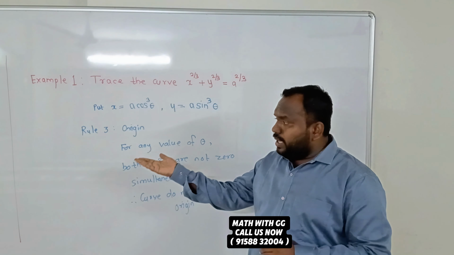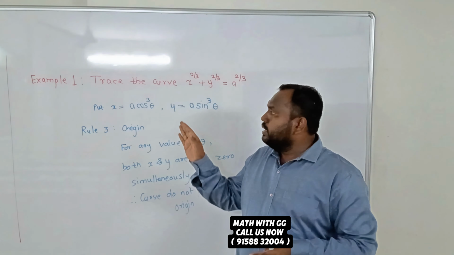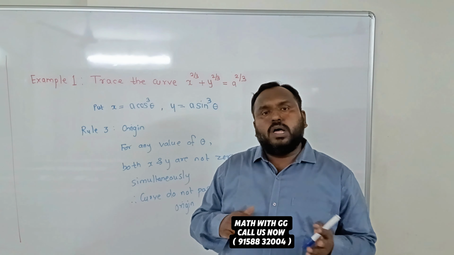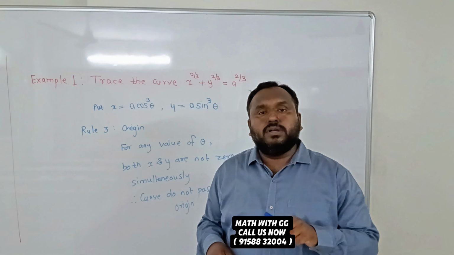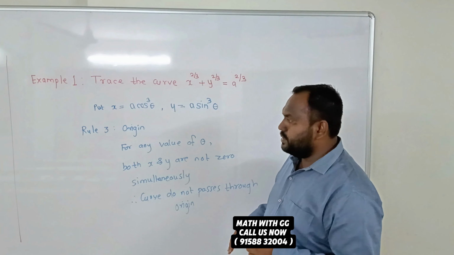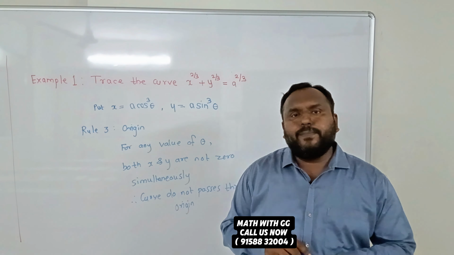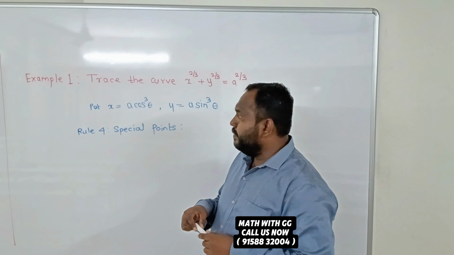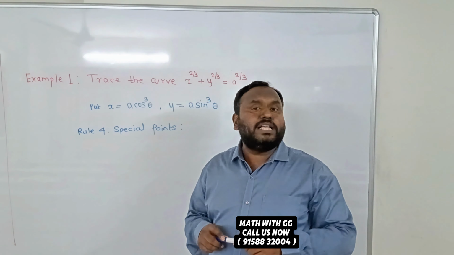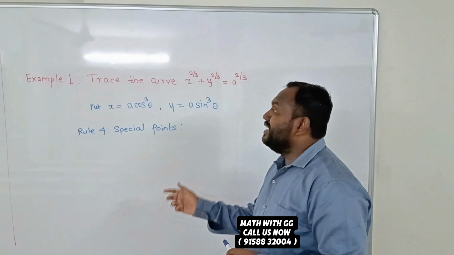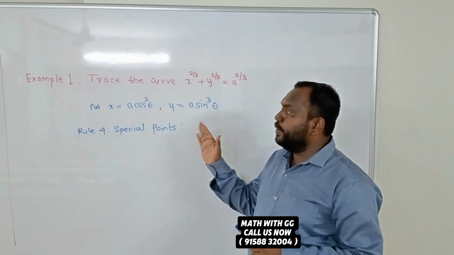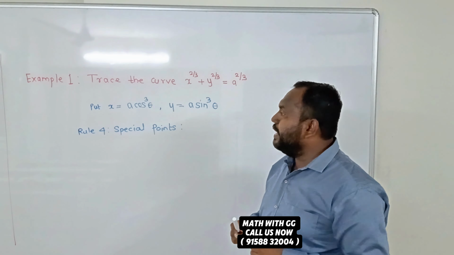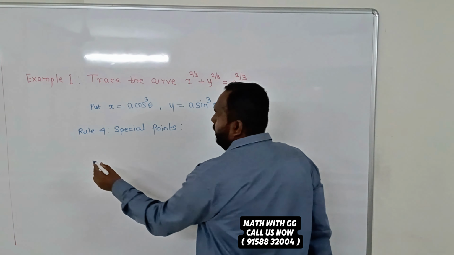Now, in rule number 5, we are going to learn how the curve will intersect x-axis or y-axis, or what are the other points where the curve cuts the coordinate axis. Now, let's study rule number 4. Rule 4 is special points. To check whether the curve has special points, we'll first find the derivative of the curve with respect to x, that is dy by dx. As x and y are parametric, first we'll find dx by d theta and dy by d theta.